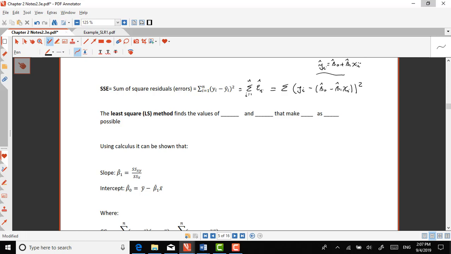I know that some of you took calculus a while back. What you do is take the derivative of this function with respect to beta naught hat, and then with respect to beta 1 hat, make it equal to 0, and solve for beta naught hat and beta 1 hat. When you do that, you end up with these two formulas that I have here. Mathematically, you solve this, and that allows you to derive formulas for the slope and the intercept. These formulas ensure that this sum is as small as it can be. There's no other formula that is going to make this sum smaller. That's the mathematics. So the least squares method finds the values of beta naught hat and beta 1 hat that make SSE as small as possible.